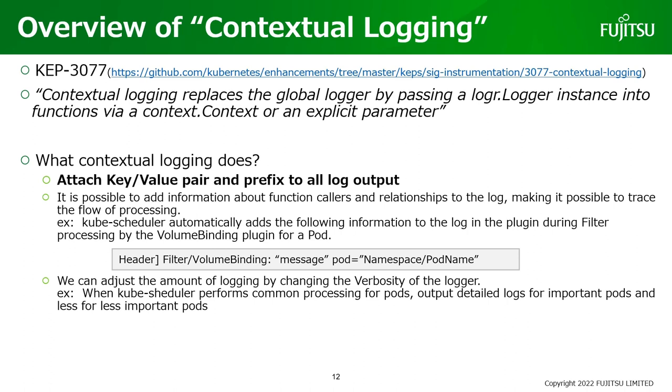Contextual logging replaces the global logger by passing a logr.Logger instance into functions via a context.Context or an explicit parameter. And it enables the caller to attach key and value pairs that get included in all log messages. It enables the caller to add names and describe which component or operation triggered a log message. And it enables the caller to reduce the amount of log messages emitted by a call by changing the verbosity.